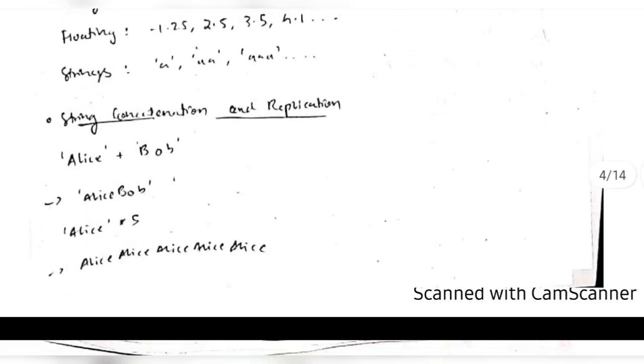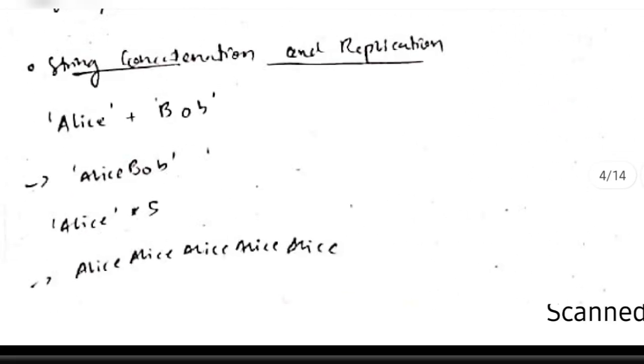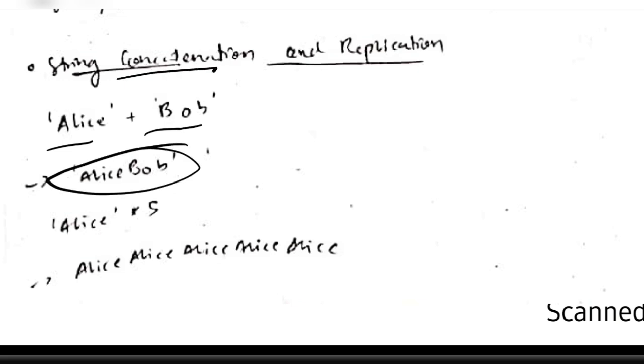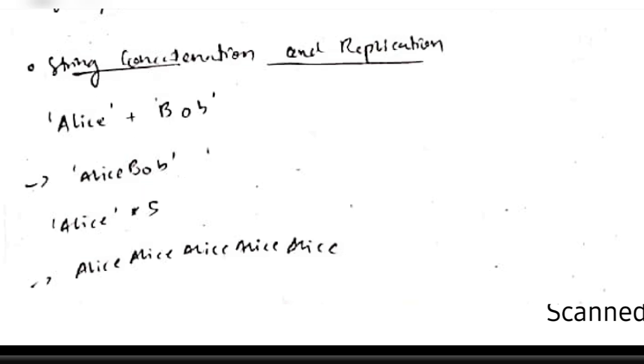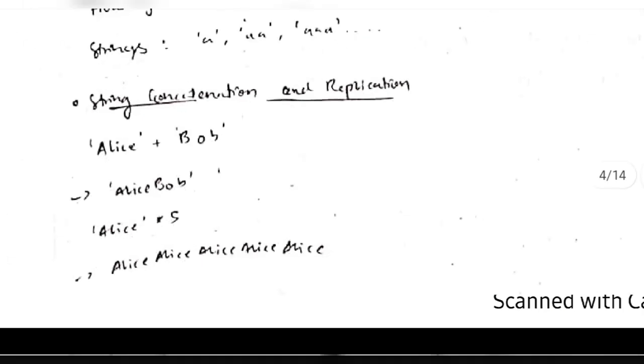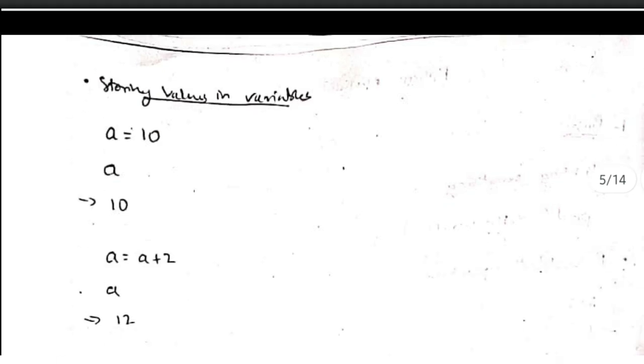And we have string functions. These are very important. If you have two strings, you have to concatenate them, meaning make them a single string. We have the plus operator which will act as concatenation. And replication means if you have to print Alice 5 times, what I can do is Alice into 5. It will print Alice 5 times. And that was about the string concatenation and replication.